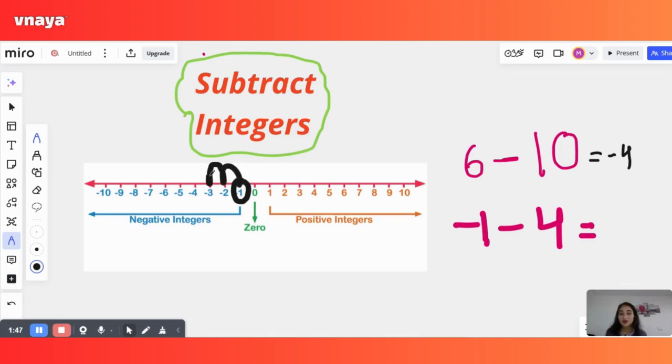1, 2, 3, and 4. That's making a -5. So the answer will be -5.